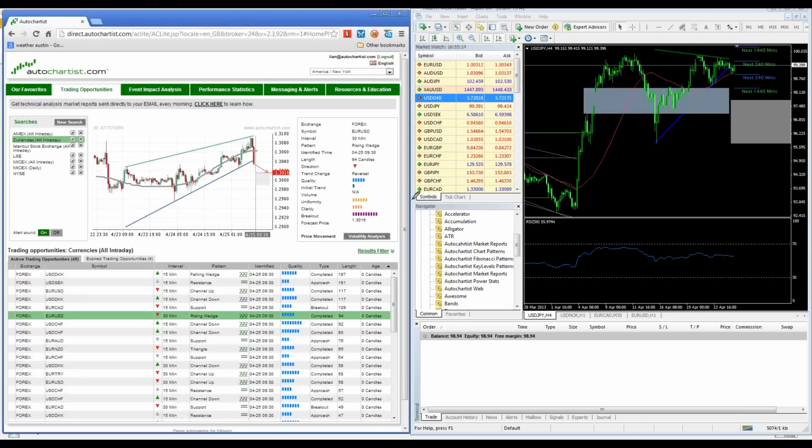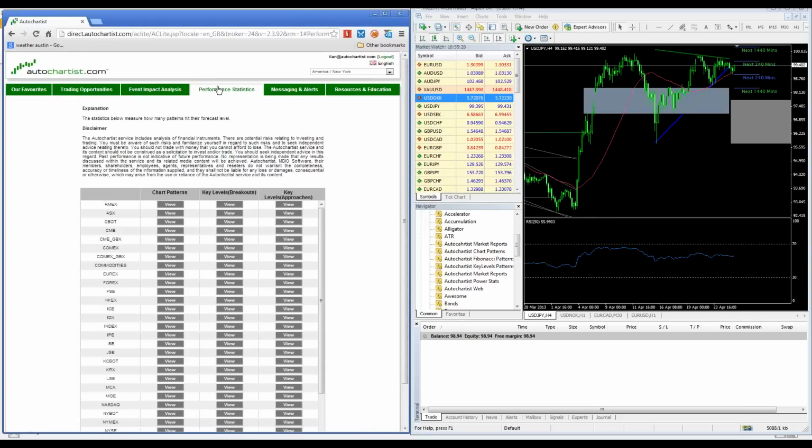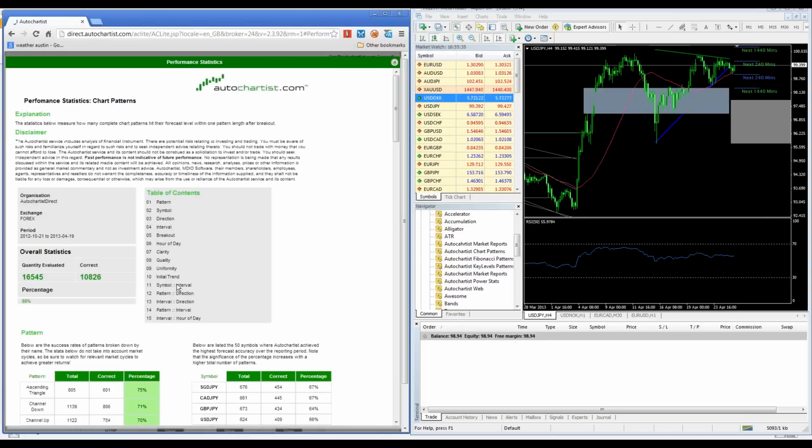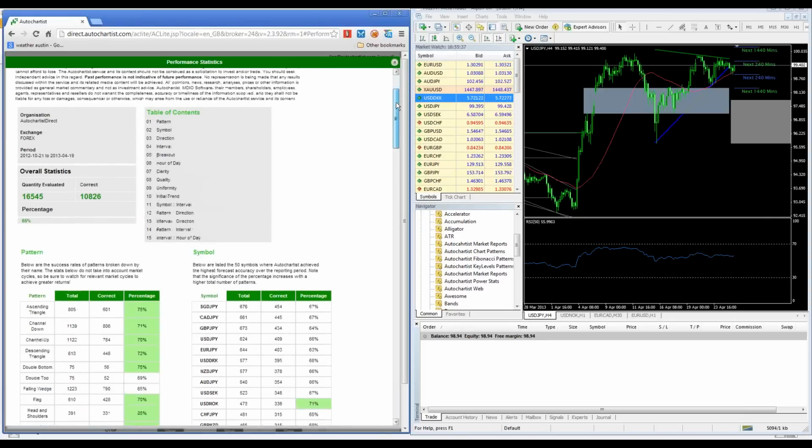Now, one thing we have done at Autochartist is provide you some very basic statistics as to the performance of certain instruments and certain types of chart patterns, which are outside of moving averages and RSIs. So if you click on the performance statistics section within Autochartist, and again, I will take the forex market as an example. If I open up the chart patterns statistics, we can see that over the last 6 months or so, about 16,500 chart patterns were identified, of which 10,000 were correct. That's a 65% average. However, the 65% is not actually the important number.